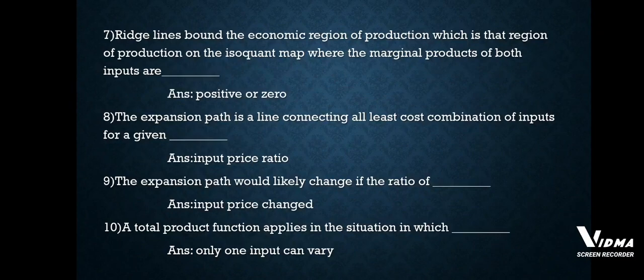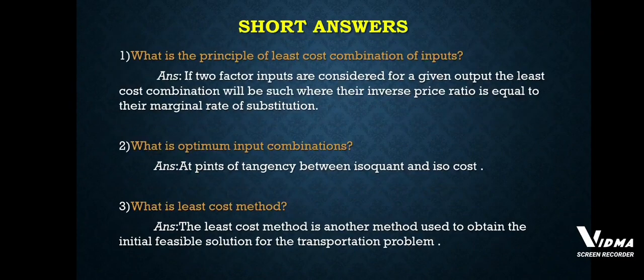Ridge lines bound the economic region of production, which is that region of production on the isoquant map where the marginal products of both inputs are positive or zero. The expansion path is a line connecting all least cost combinations of inputs for a given input price ratio. The expansion path would likely change if the ratio of input prices changed. A total product function applies in the situation in which only one input can vary.